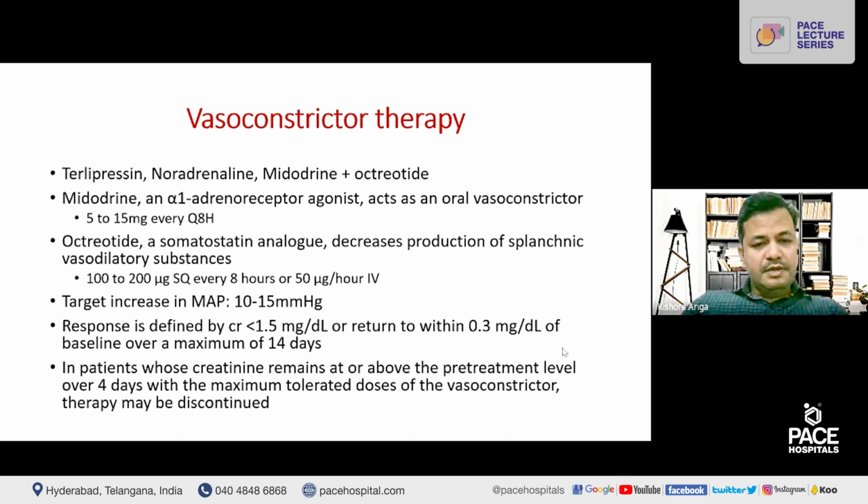So ultimately, as I've already mentioned, the target is to raise the mean arterial pressure by more than 10 to 15 millimeters of mercury from the baseline. And the response is defined as a decrease of serum creatinine to less than 1.5 milligram per deciliter. This is the old definition of response. But in the newer guidelines after 2015, complete response is return to within 0.3 milligram per deciliter of the baseline creatinine, for a maximum of 14 days, up to which we can give the vasoconstrictor therapy.